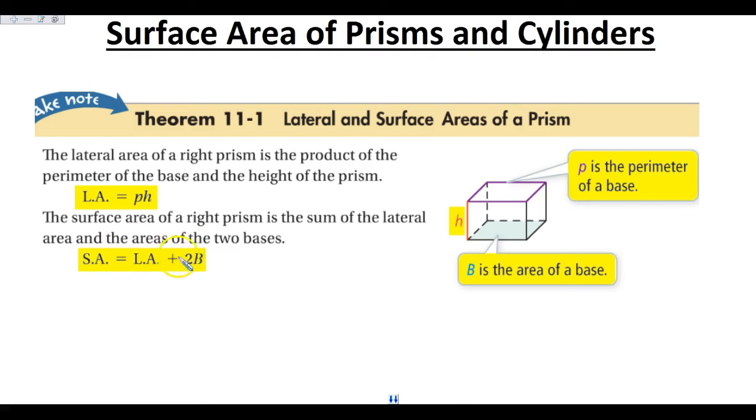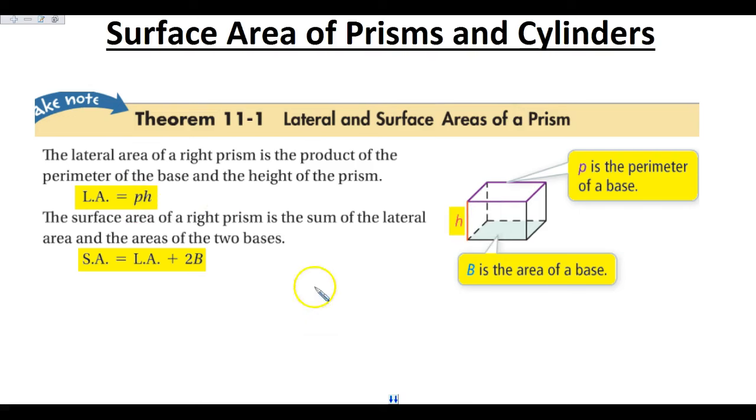So that's where my surface area formula comes from. It's the lateral area plus 2 times the area of the base, because since we're looking at prisms and cylinders, they have two bases. Now, for our lateral area, if we were to cut this along the edges and lay it out flat, we'd have one big long rectangle with the length of one side being the perimeter of the base and the height of it being the height of the prism.